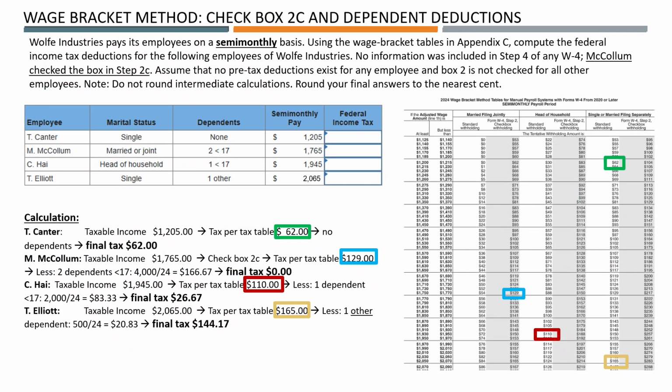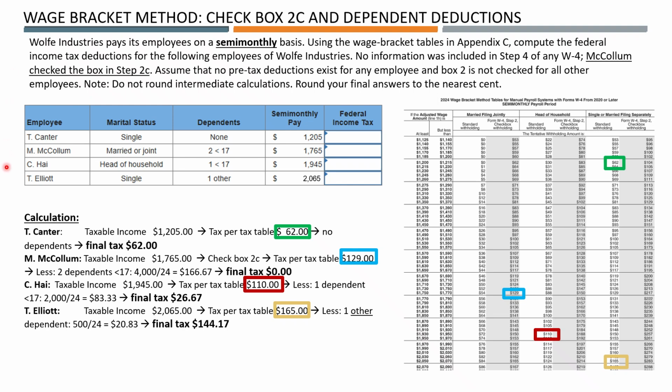Here's another example that illustrates the additional calculations that we have to complete when the employees have dependents. Wolf Industries pays its employees on a semi-monthly basis using the wage bracket tables in Appendix C or Publication 15T. Compute the federal income tax deductions for the following employees of Wolf Industries. No information was included in Step 4 of any W-4, but McCallum checked the box in Step 2C. Assume that no pre-tax deductions exist for any employees, and box 2 is not checked for all other employees.